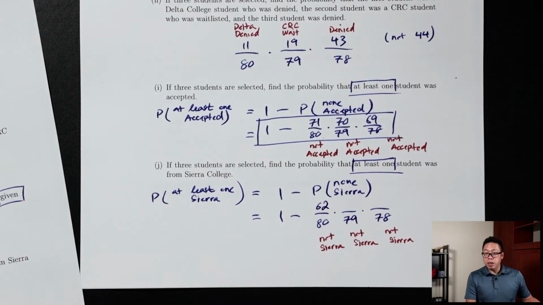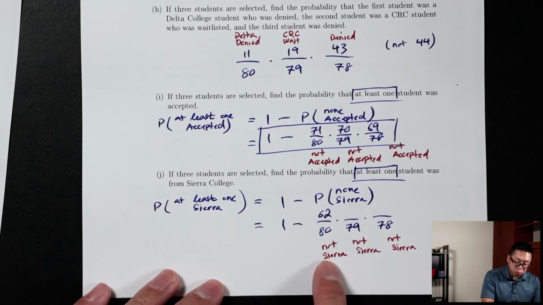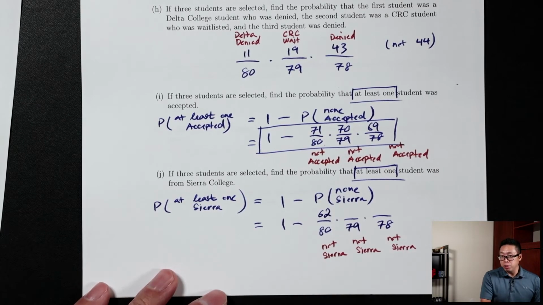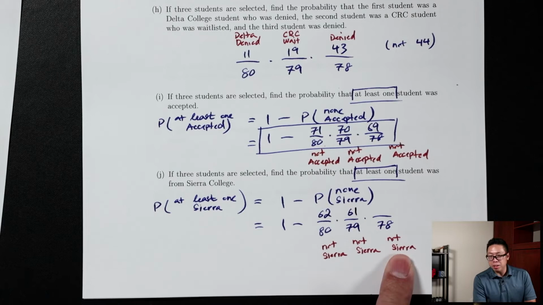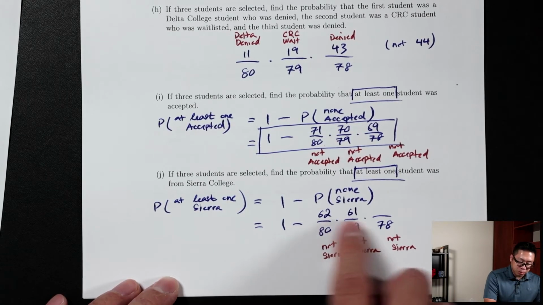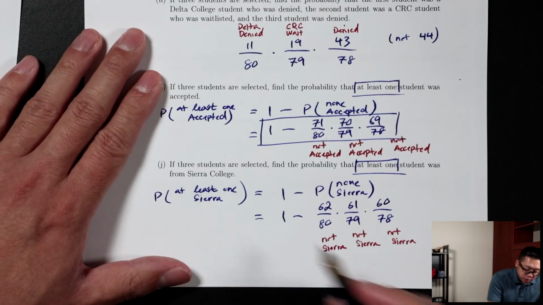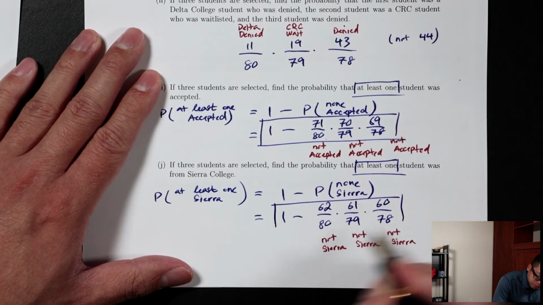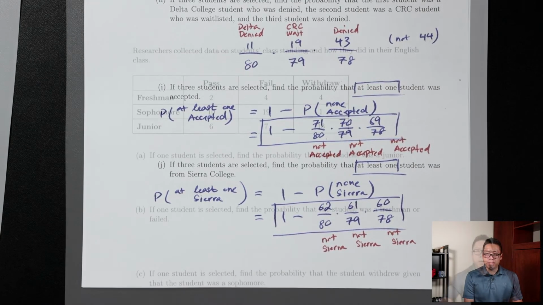Okay, for the next fraction, I want to be another not Sierra, right? Because we already used one not Sierra, we have to reduce. So that goes down to 61. And then once again, the last fraction is another not Sierra, but we used 2 of them already, so we have to reduce by 2, which means we're down to 60. Final answer, 1 minus 62 over 80 times 61 over 79 times 60 over 78.